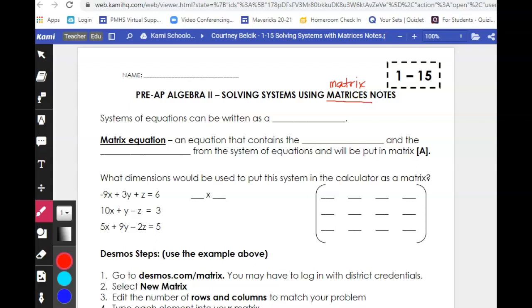So systems of equations can be written as matrices. The matrix equation is an equation that contains the coefficients and the constants from the system of equations. And they'll be put into matrix A. Notice that there are brackets around a capital A. That's the way that you write the name of a matrix. So matrix A is its name.